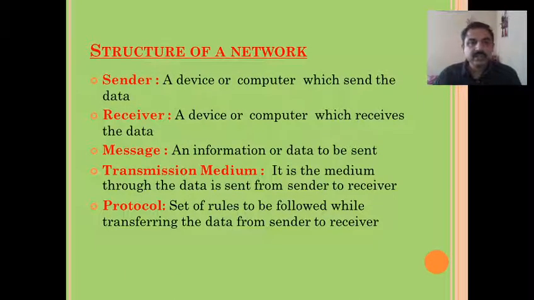Next, the structure of a computer network. So mainly in a computer network, these five things will be there: sender, receiver, message, transmission medium and protocol. What is sender? A device or a computer which sends the data is a sender. A device or computer which receives the data is a receiver. Message: an information or data to be sent, that is a message.